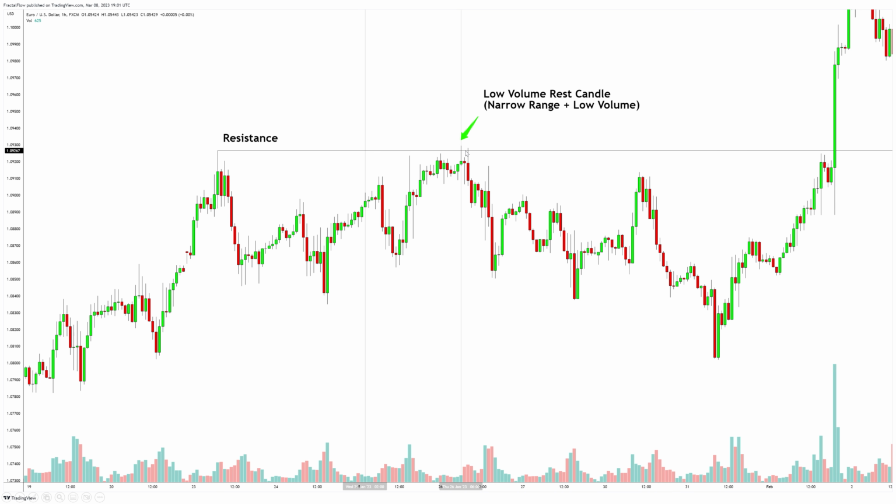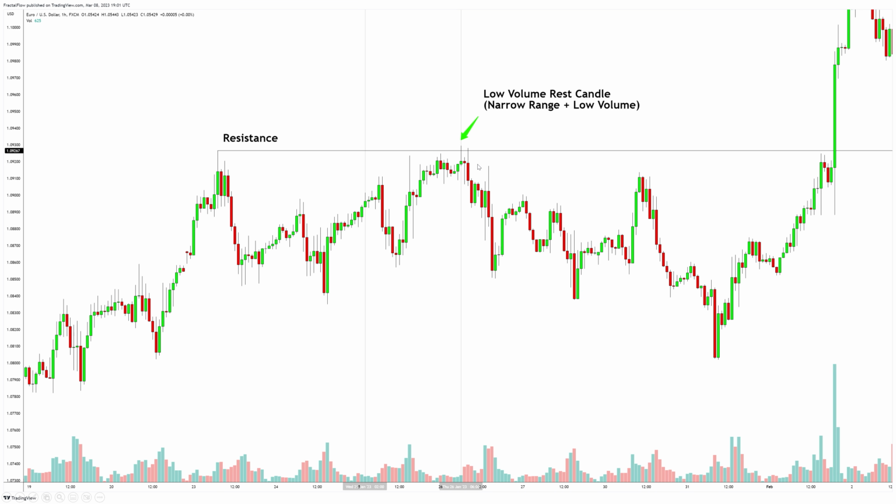In other words, we can trust this resistance line a little bit more because there is not too much interest in breaking it. Beyond that, look how the candlestick closes on its lower range after touching the resistance. That's an indication that we have some sellers in that line.